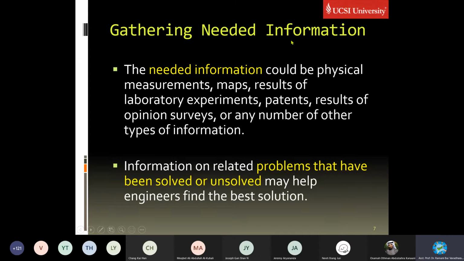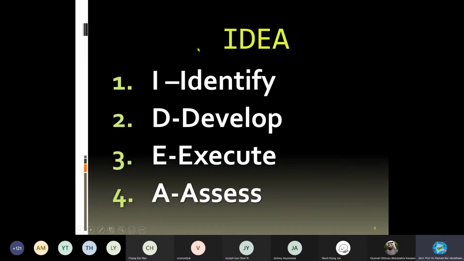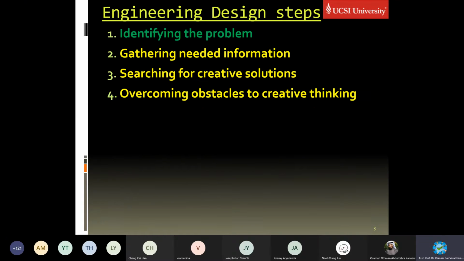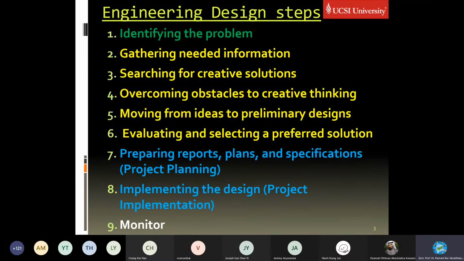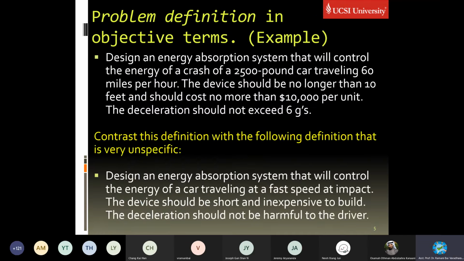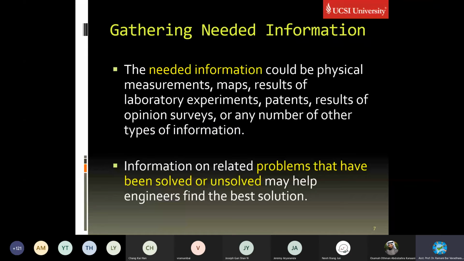Now come on, gathering needed information. So number two, we are at number 2. Always remember these nine ideas. Gathering needed information: the needed information could be physical measurements, maps, results of laboratory experiments, patents, results of opinion surveys, or any number of other types of information.